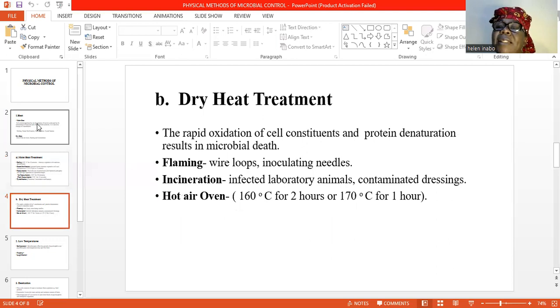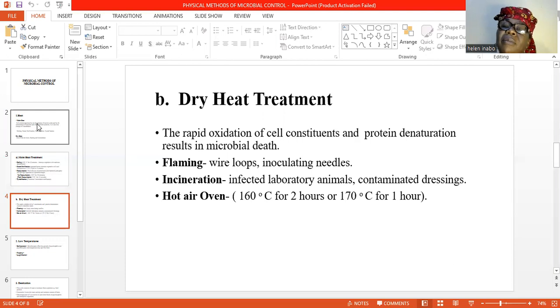Application of dry heat treatment. This ensures microbial death through rapid oxidation of cell constituents and protein denaturation. This includes flaming of wire loops and inoculating needles. These should be held like pencils in the flame and not in a horizontal position.